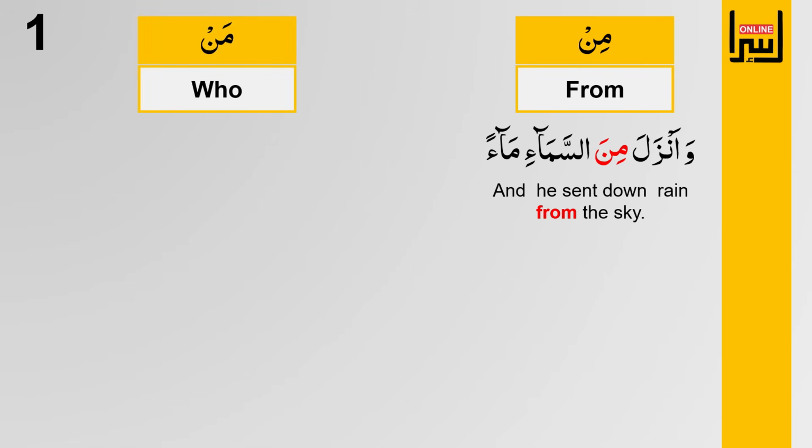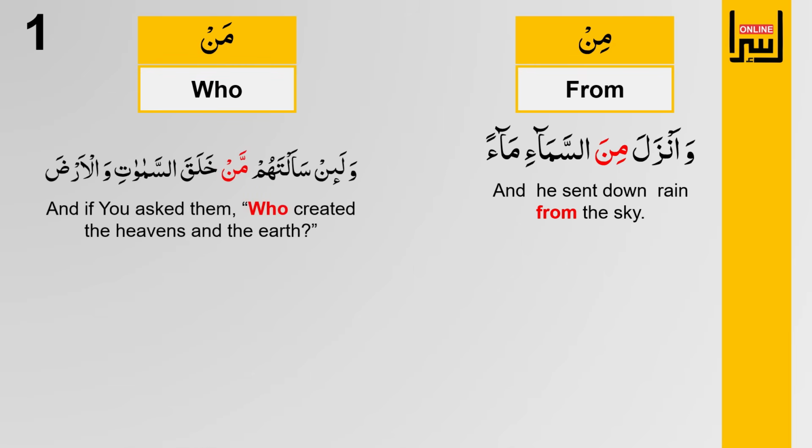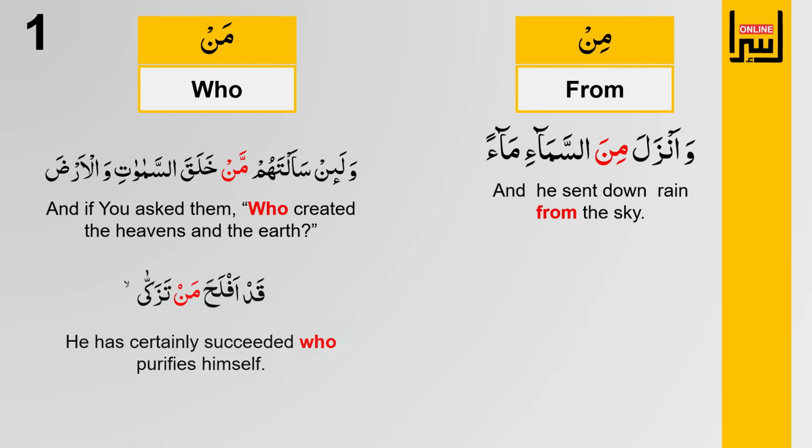Man. Man gives the meaning of who. For example, wa la'in sa'altahum man khalaqas-samawati wal-ard, and if you ask them who created the heavens and the earth. So here who is used as the question word. Who created? Look at another example. Qad aflaha man tazakka, he has certainly succeeded who purifies himself. Here who is used as a conjunction, or we can say it a relative pronoun.